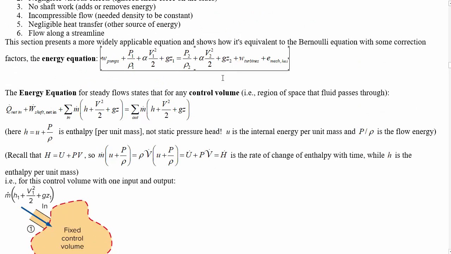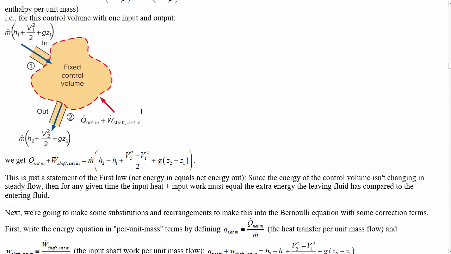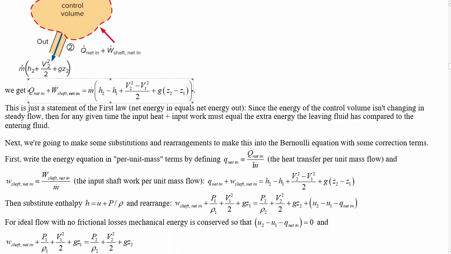We're going to need to, if we compare with that, divide everything by mass flow rate, and that's one of our first steps down here. So we divide by mass flow rate and write it in per unit mass terms. So now it looks something like this, where the Q net in and W shaft net in is per unit mass flow rate. Okay, and the velocity part is pretty much done as well.